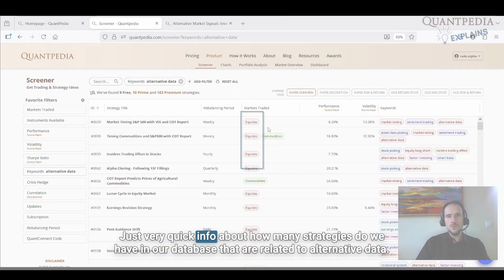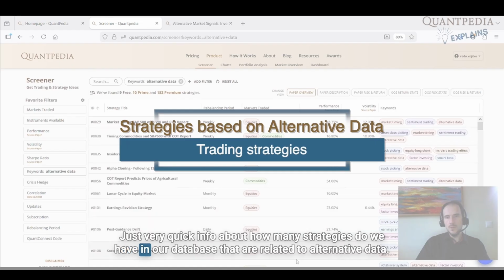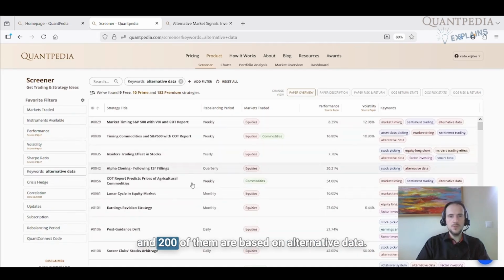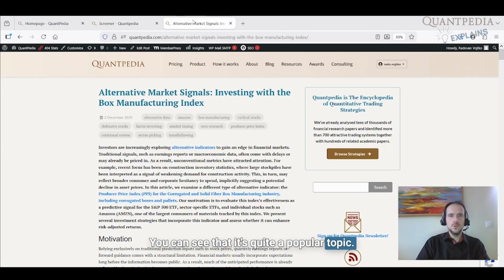Just a very quick info about how many strategies we have in our database that are related to alternative data. Over 200. If we have 1,200 strategies in our database at the moment and 200 of them are based on alternative data, you can see that it's quite a popular topic.